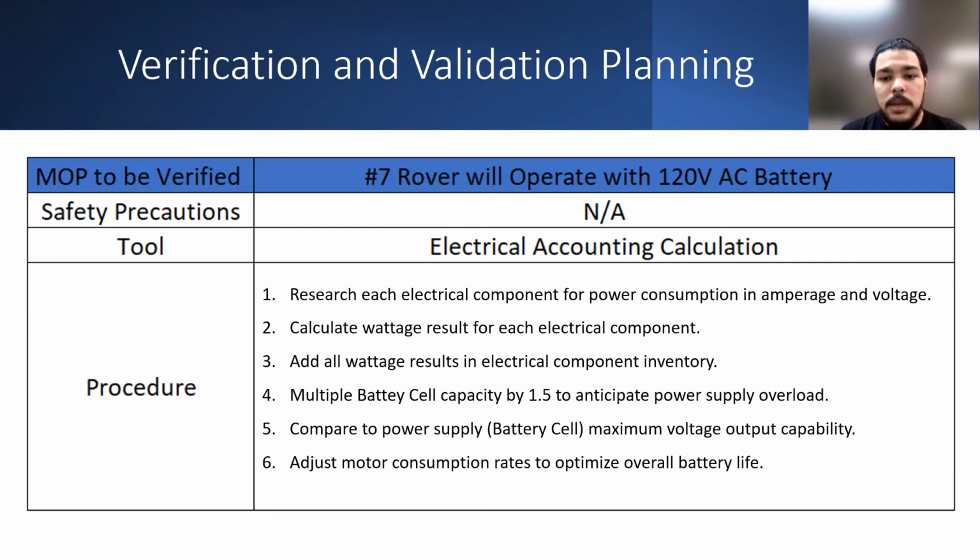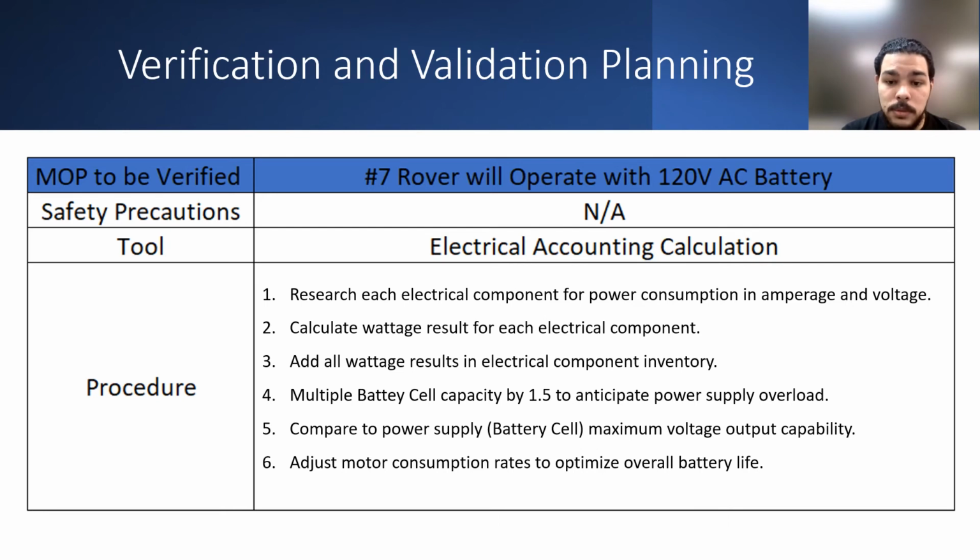The cell itself has a gross estimate of about 8 inches by 7 inches by 5 inches, and it's going to be relatively large, but not as large as a car battery cell, that's going to power this entire capstone. And how we're going to go about it is as follows: to research each electrical component for power consumption in amperages and voltages, to calculate the wattage usage as a result, and summarize it in a result value for each electrical component.